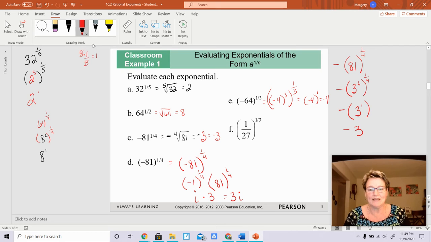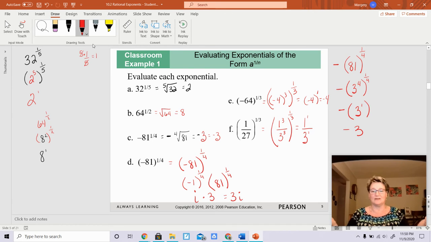Now on this one here, I would get 1 to the 3rd power over 3 to the 3rd power, because that's just 1 and that's just 27, raised to the 1/3 power. So 1 to the 3rd power raised to the 1/3 power, you multiply the exponents. So you're going to get 1 to the 1st power, and you're going to get 3 to the 1st power. So your answer is going to be 1/3. No big deal.